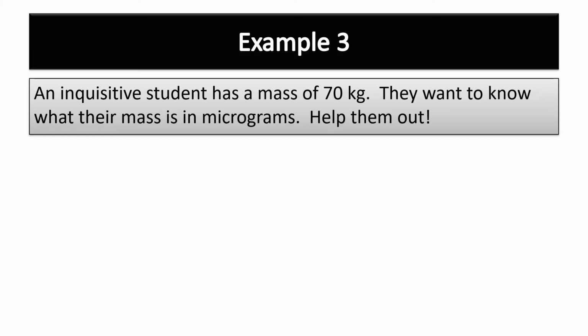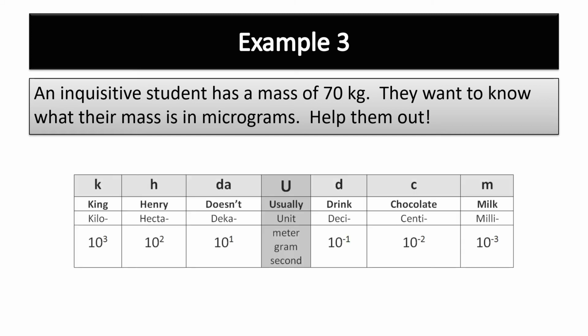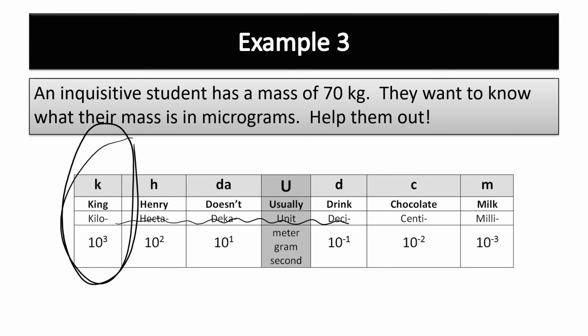Example 3, an inquisitive student has a mass of 70 kilograms. Let's pretend like they know their mass is exactly 70 kilograms. They want to know what their mass is in micrograms because they're just inquisitive. They're like, hey, how many micrograms is my mass? Help them out. So let's see. We want to go from kilograms to micro. That's milli. Wait, okay.